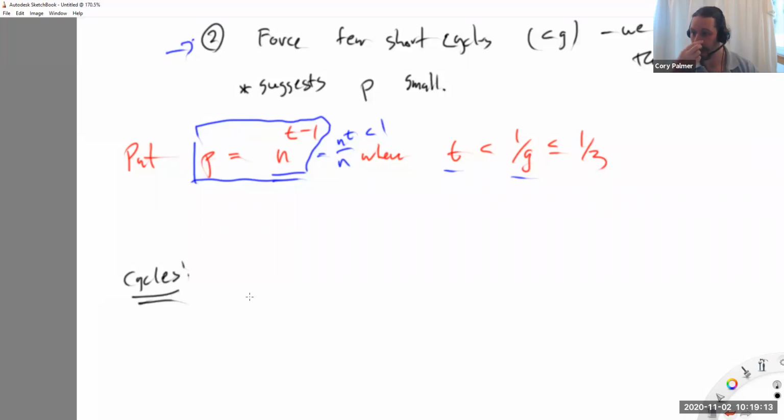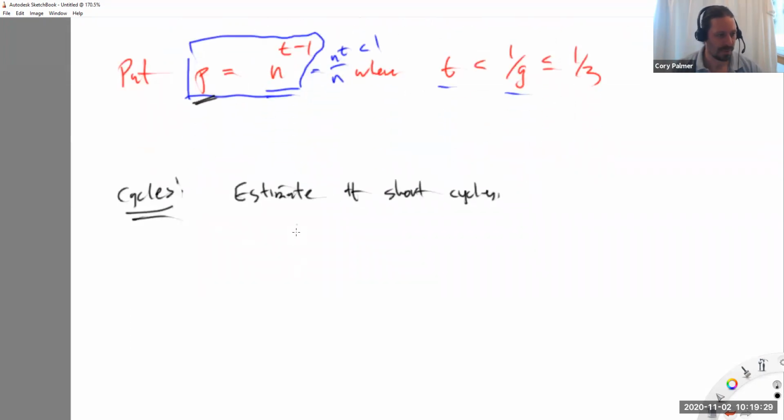Let's try and estimate how many cycles we're going to have in this graph with probability p here. Okay, so estimate the number of short cycles. We want to have few of them. Okay, so let's draw a picture here.